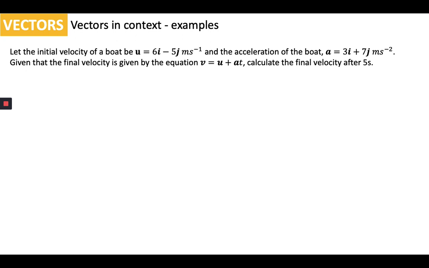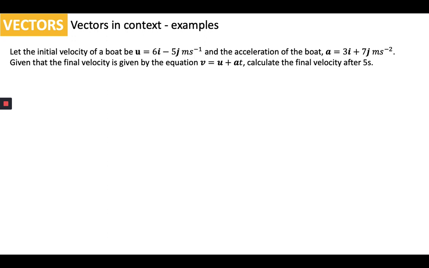We also want to sometimes be given some questions with a bit of context. So if we've got, let's say, this question: the initial velocity of a boat is u, which equals 6i minus 5j meters per second, and the acceleration of that boat is a equals 3i plus 7j meters per second. It says, given that the final velocity is given by the equation v equals u plus at, calculate the final velocity after 5 seconds.